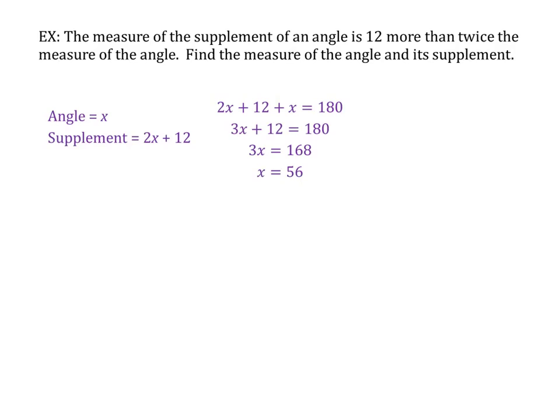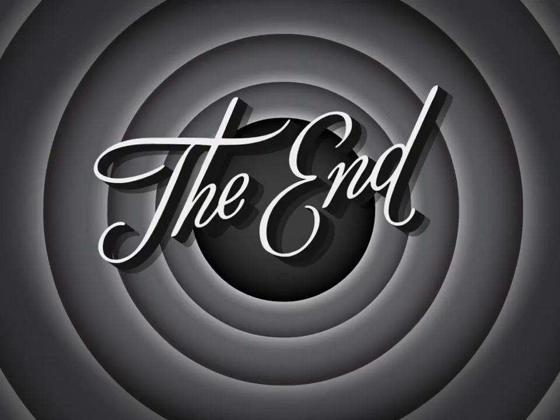So we'd already defined x as our angle. So that means that our angle is equal to 56 degrees. And we know the supplement is just 180 minus 56 degrees, so that means our supplement is 124 degrees. That's everything for this video.